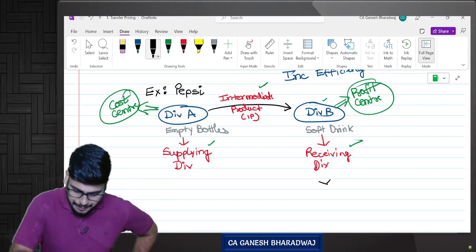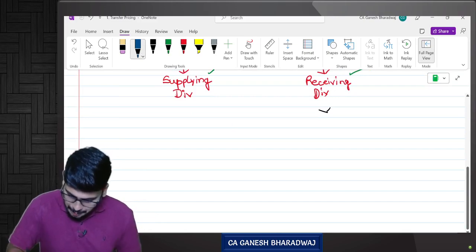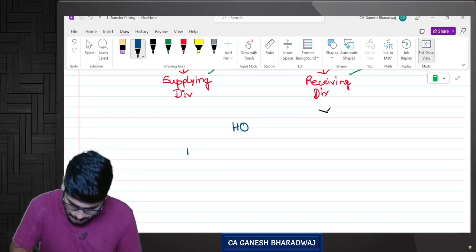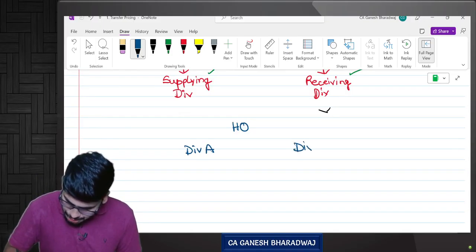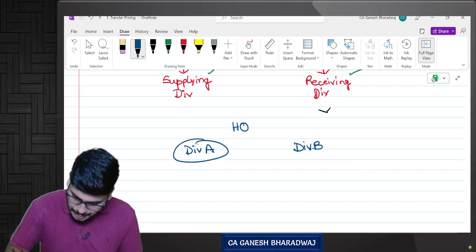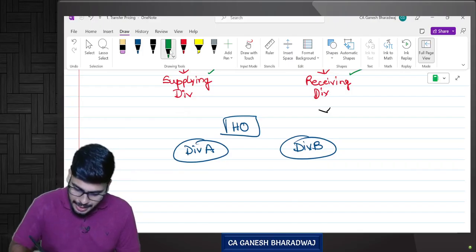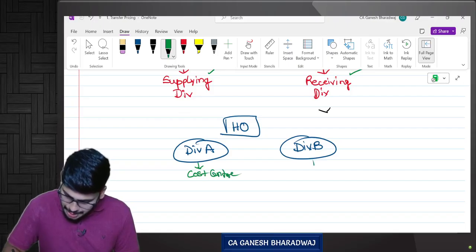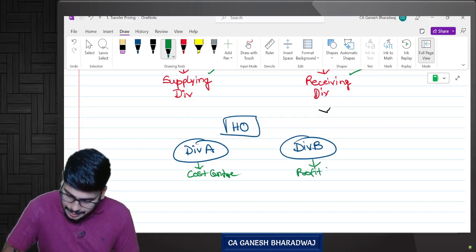So in this company, if you see, once again, I'm just drawing it here. There is a head office, correct? There is a division A, there is a division B, correct? Now what happens? We saw that division A is a cost center, correct? Division B is a profit center.